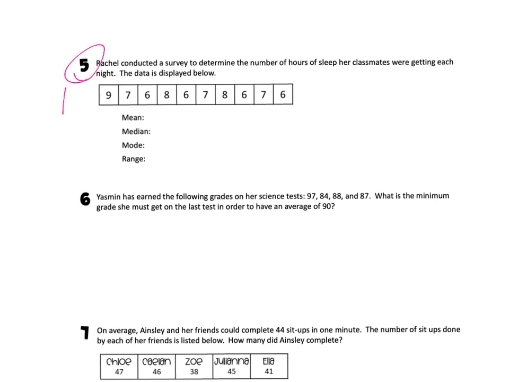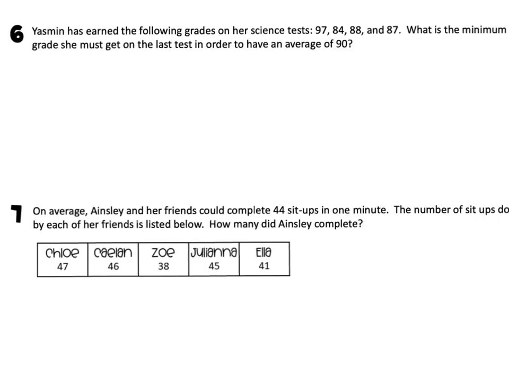All right, on the second page, guess what? Number 5, that's homework. And I suspect it's just like the one right before that. Question number 6. Yasmin has earned the following grades on her science tests: 97, 84, 88, and 87. What is the minimum grade she must get on the last test in order to have an average of 90?